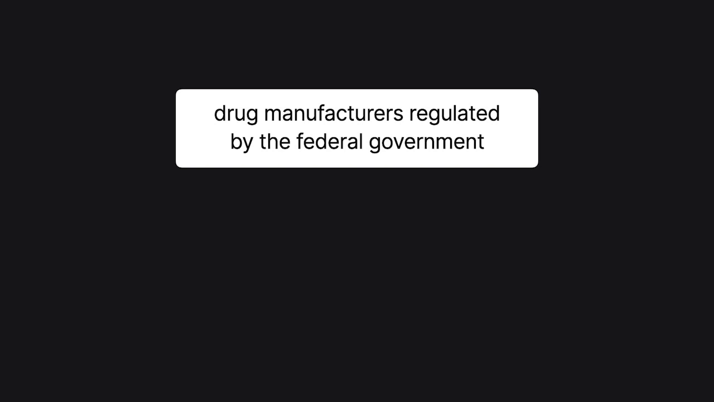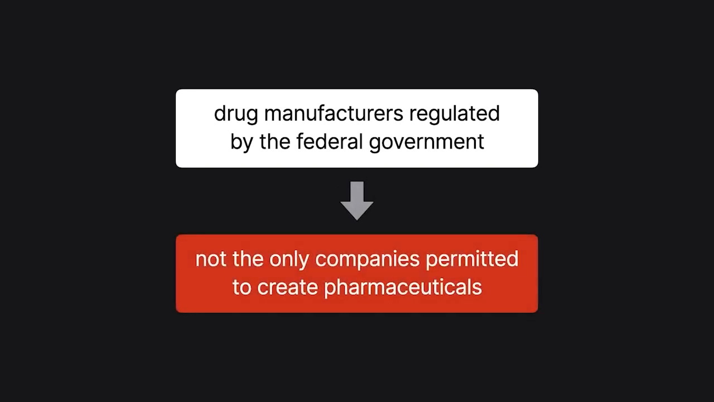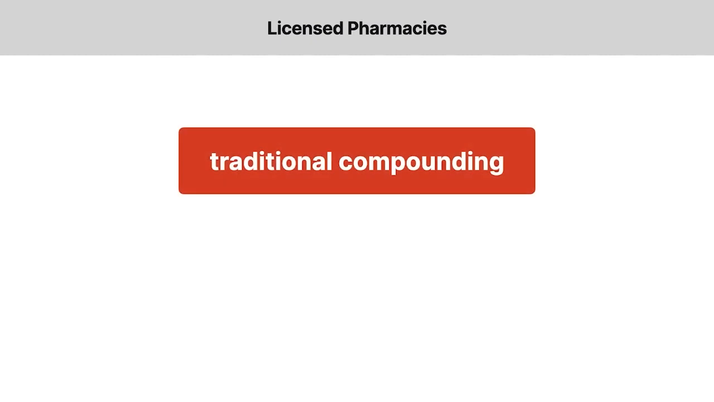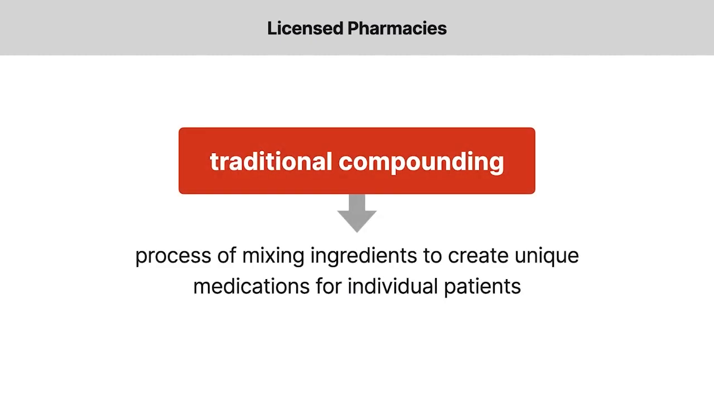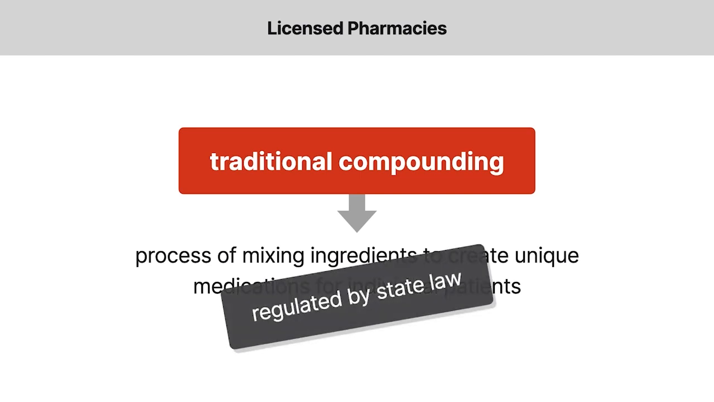Drug manufacturers are regulated by the federal government. But drug manufacturers aren't the only companies legally permitted to create pharmaceuticals. Licensed pharmacies can create drugs through traditional compounding, the process of mixing ingredients to create unique medications for individual patients. Licensed compounding pharmacies are regulated by state law, not federal law.